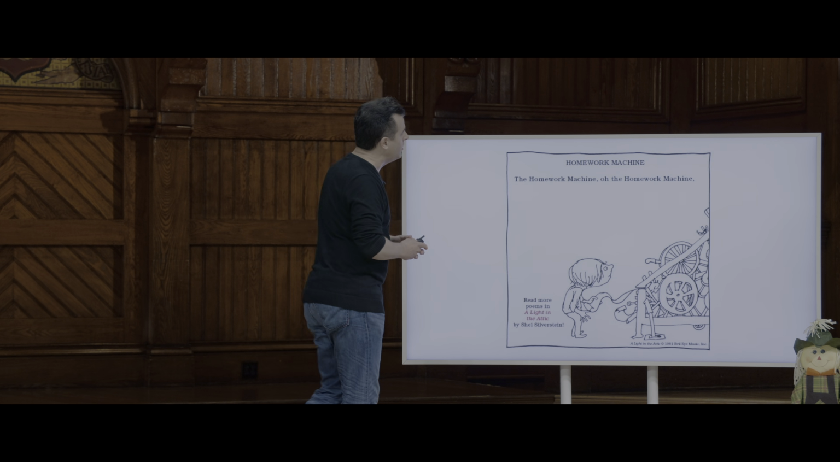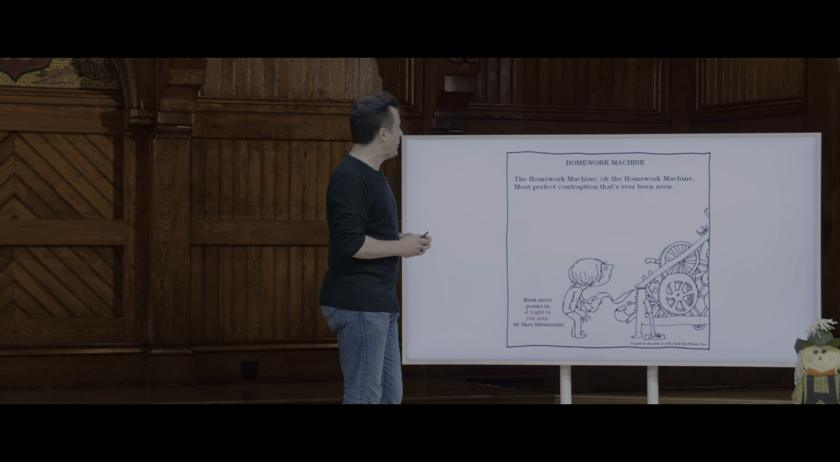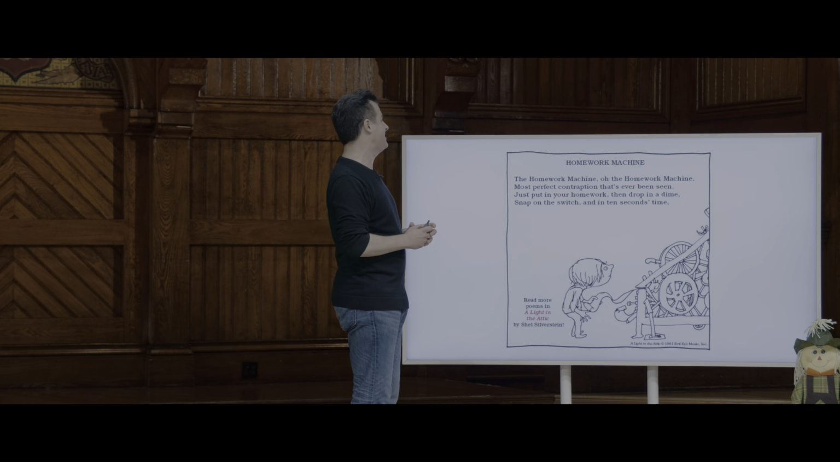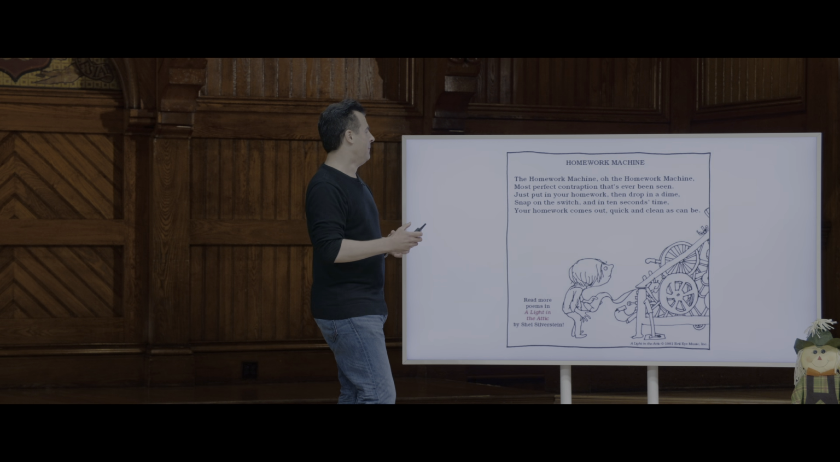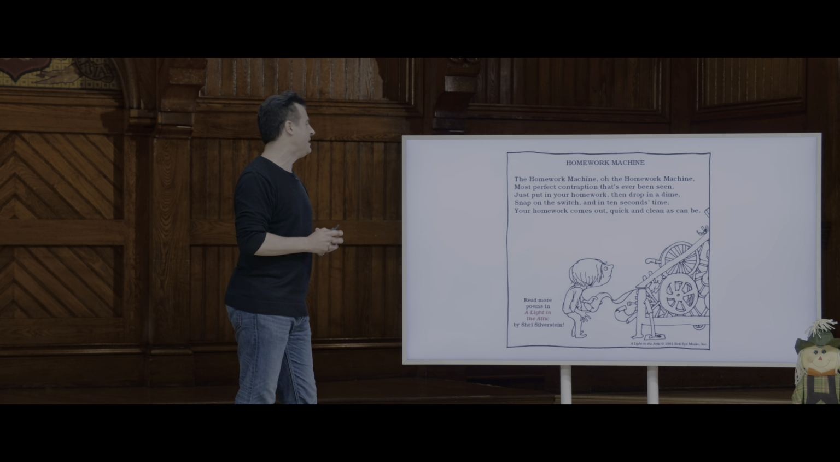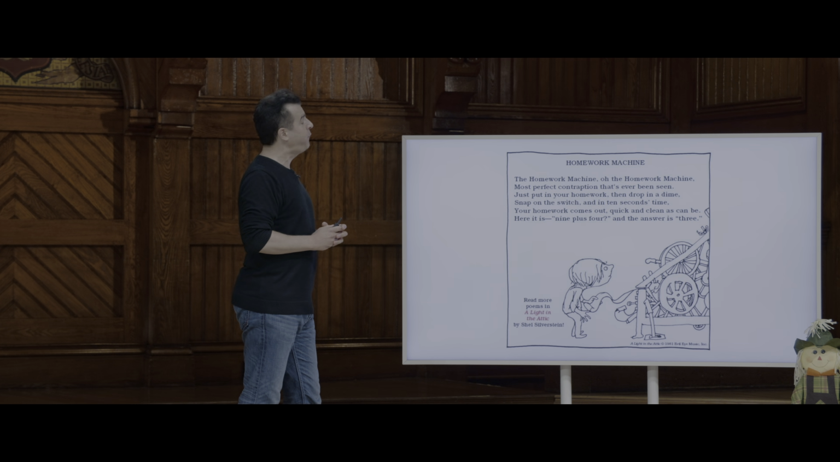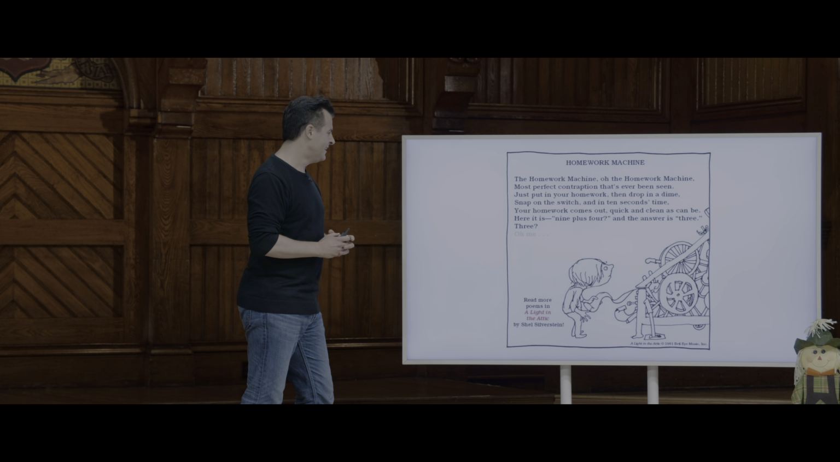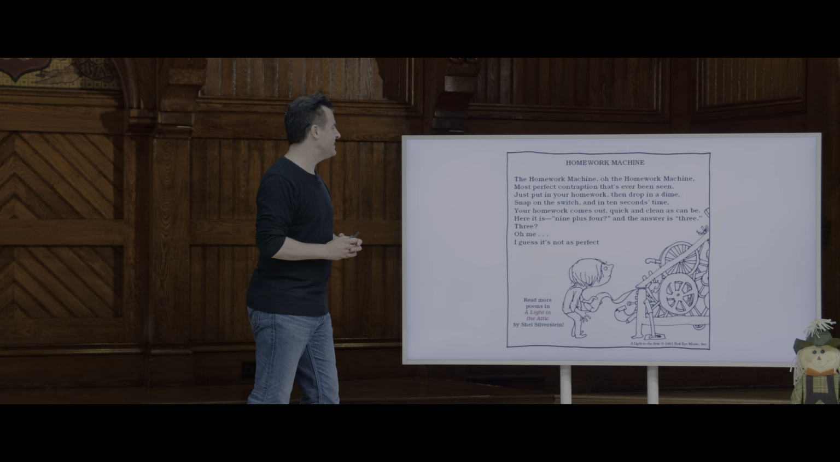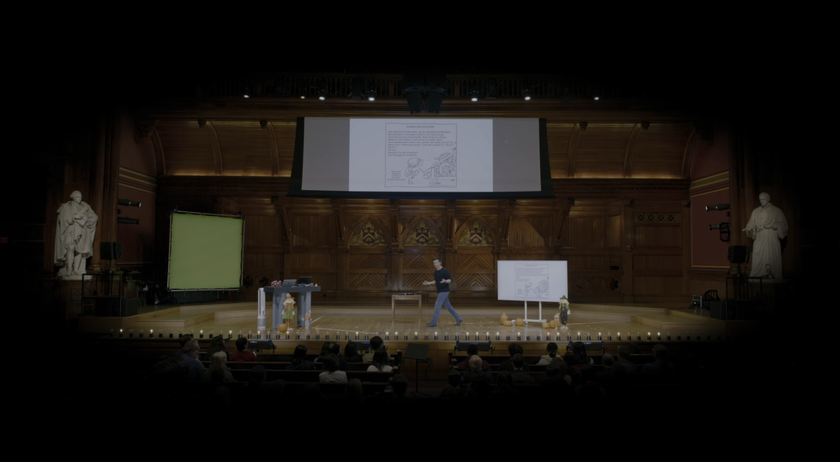The homework machine, oh, the homework machine, most perfect contraption that's ever been seen. Just put in your homework, then drop in a dime, snap on the switch, and in 10 seconds time, your homework comes out quick and clean as can be. Here it is, 9 plus 4, and the answer is 3. 3? Oh me, I guess it's not as perfect as I thought it would be.